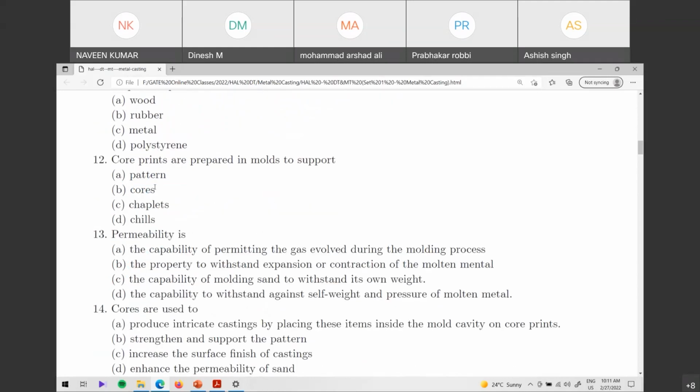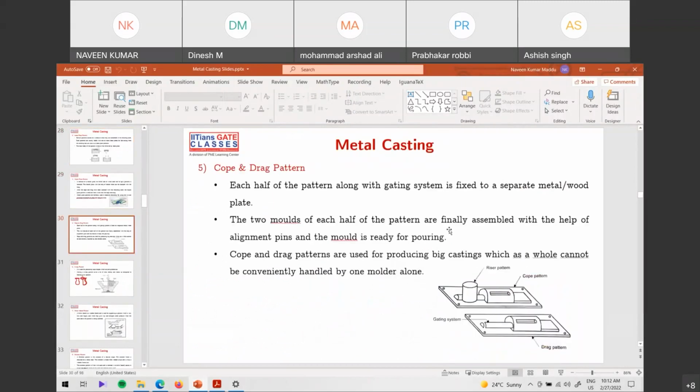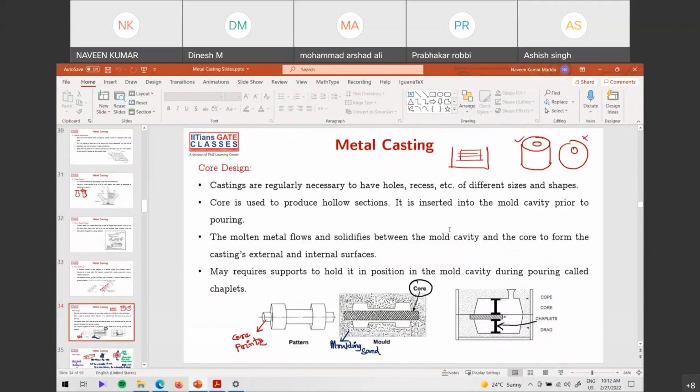Okay. Core prints. We didn't discuss this. We'll discuss this. Okay, we'll stop here and let's go back to the slides. Very good. Okay. Fine. So, chalo. Let's go to the next slide.